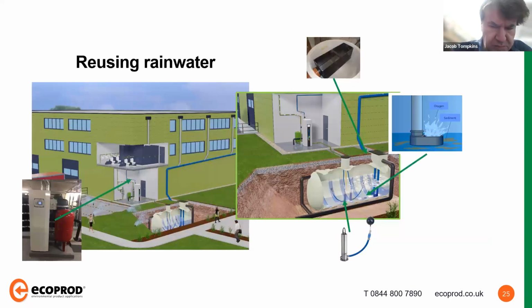Attenuation, oh sorry. That's fine. We've gone into reusing rainwater. So here's a typical factory or large tank. Now, obviously, this won't work in some city centres where the roof area is small and you don't have much space.